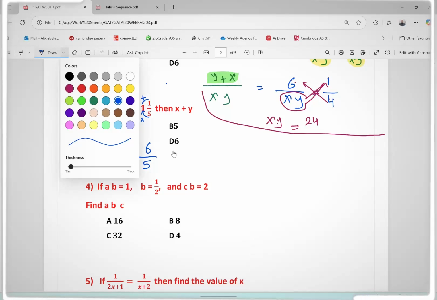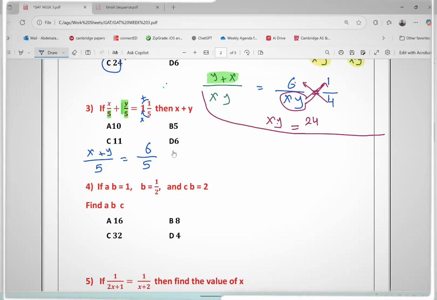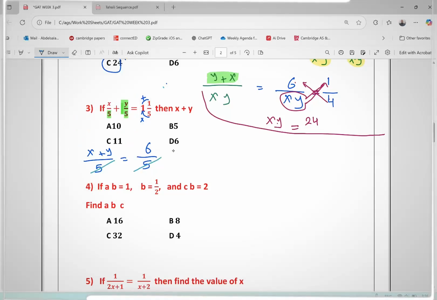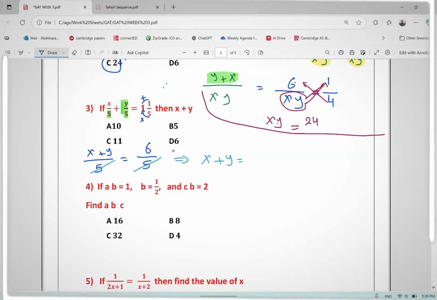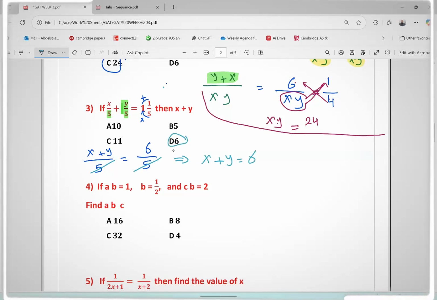Now let's try to solve this equation. Can I cancel 5 and 5? Well, yes. So x plus y equals 6. And we finish. Next question.